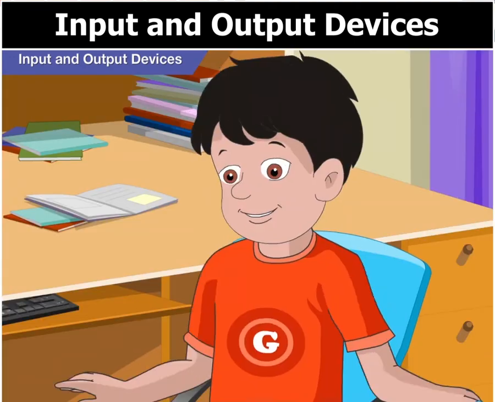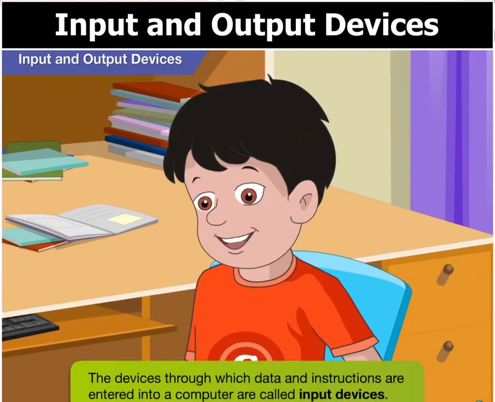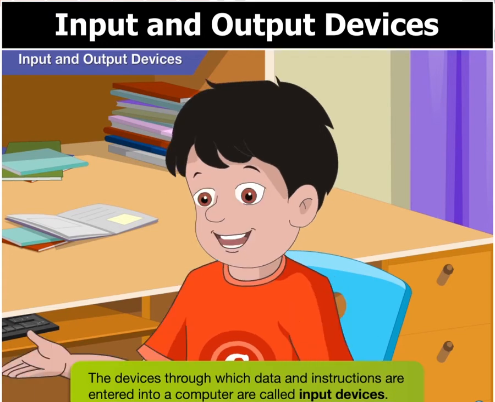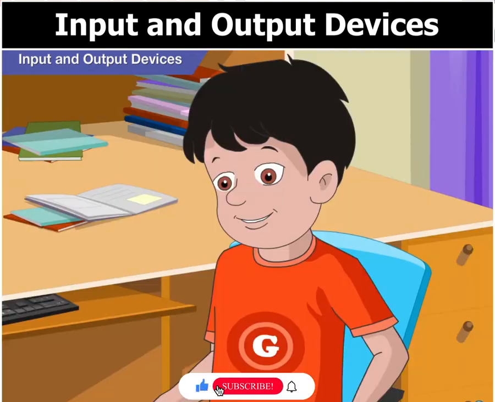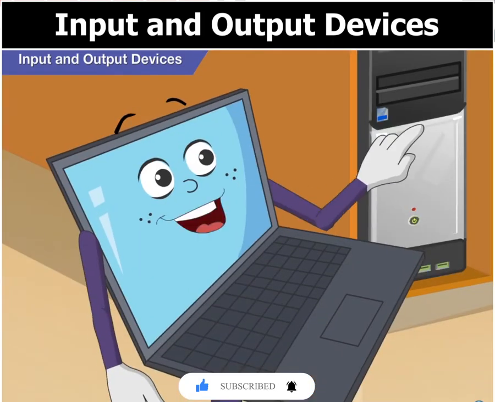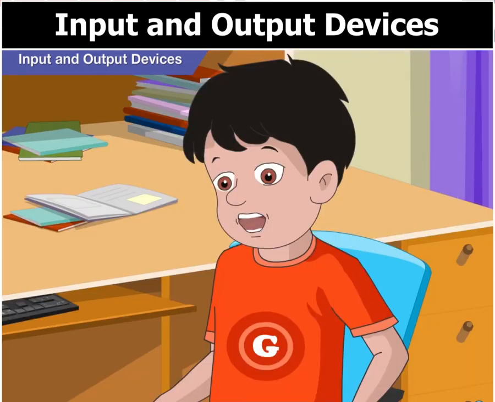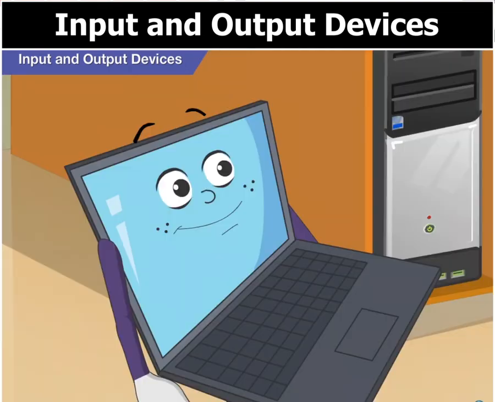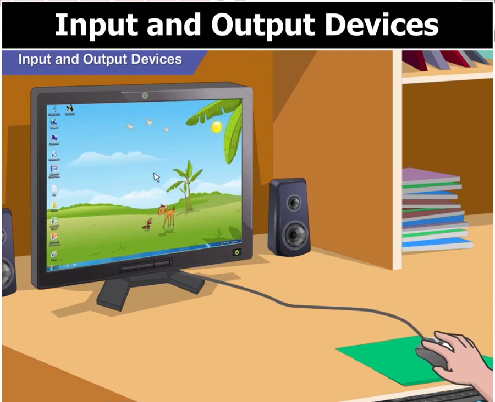Input devices? Hey, I remember what input devices are. Tell me then. The devices through which we enter data and instructions into a computer are called input devices. Correct, Goggle. And can you name some input devices? I know that the keyboard is an input device. Right again. You seem to be up to date with your studies these days. Thanks, Toggle. And yes, the mouse is also an input device. Correct. And what is it used for? The mouse is used as a pointing device to point and select options on the screen.